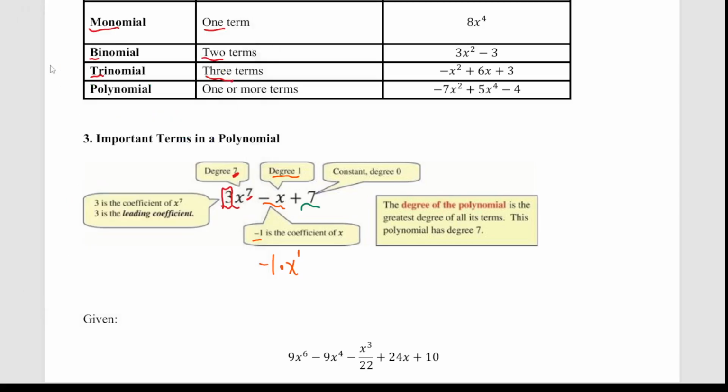And then similarly, if you see a positive 7 by itself, well, that 7 must be secretly multiplied by x to the 0th power, because anything to the 0th power is 1, and we tend not to write the multiplying by 1. So it's a constant with degree 0, and it's its own coefficient.